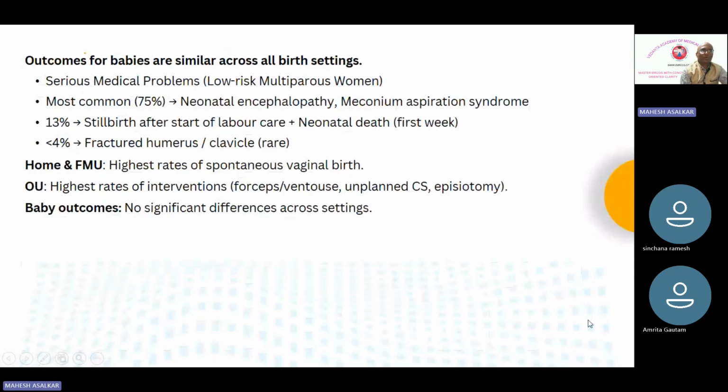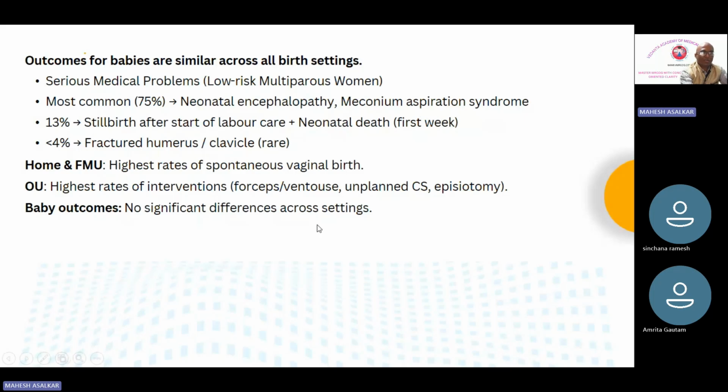Serious medical problems in low-risk multiparous women: the most common are neonatal encephalopathy and meconium aspiration syndrome, approximately 75%. So 13% of cases can be stillbirth after the start of labor care or neonatal death in the first week. They are talking about among all adverse outcomes, not among all deliveries. Among all adverse outcomes, 75% are neonatal encephalopathy and meconium aspiration syndrome, while 13% will be stillbirth and neonatal death, and less than 4% will be fractured humerus, clavicle, etc.